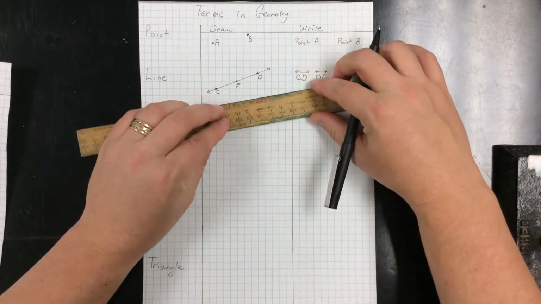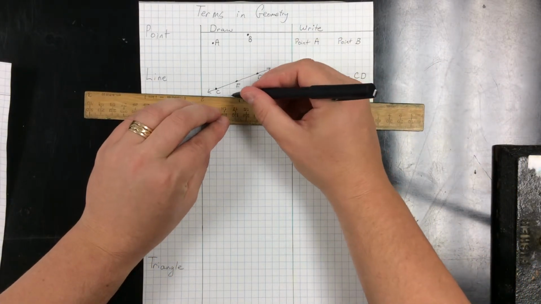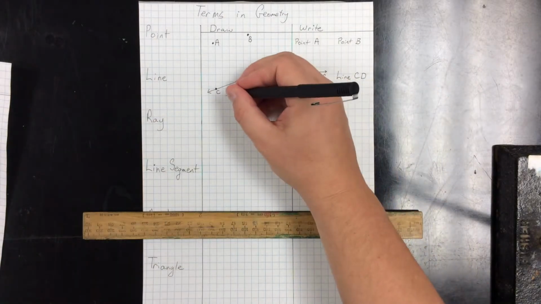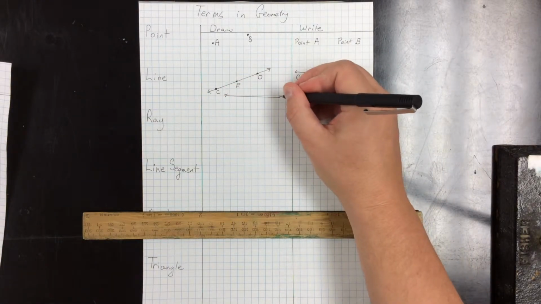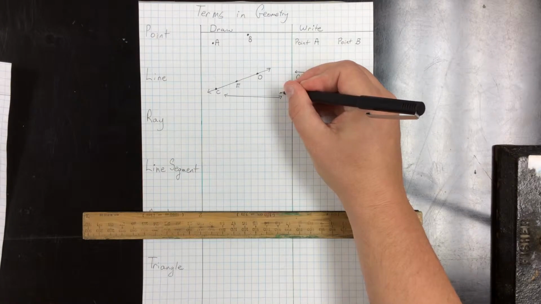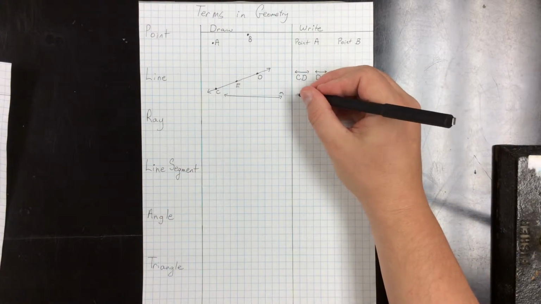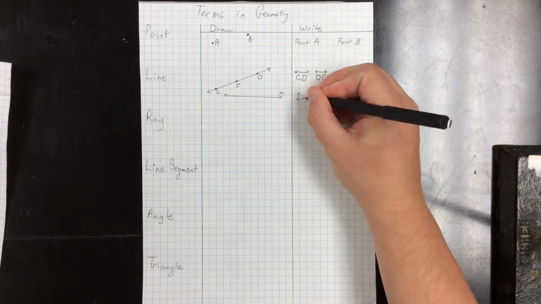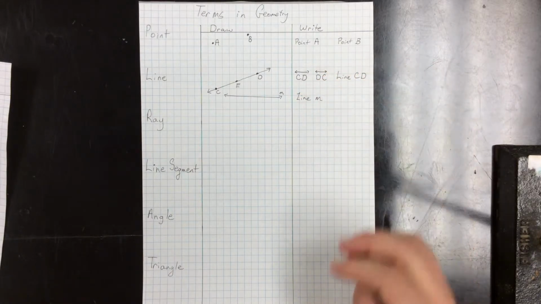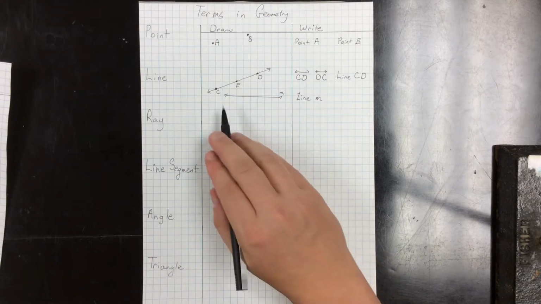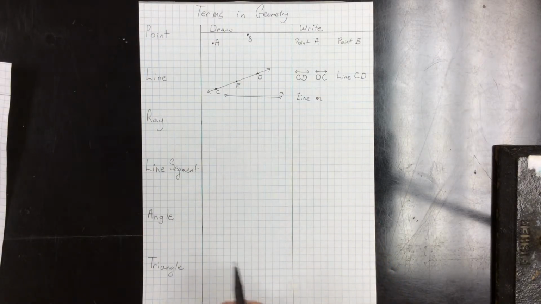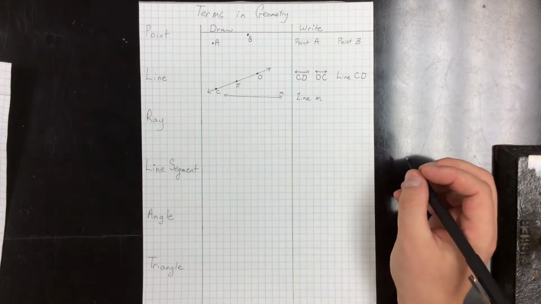The other thing that could happen, I'll just draw another line on. So we might have a small lowercase letter, and we would call that line M. Often see that for mirrors when we're talking about reflections, a line of reflection. So it might also be line R.